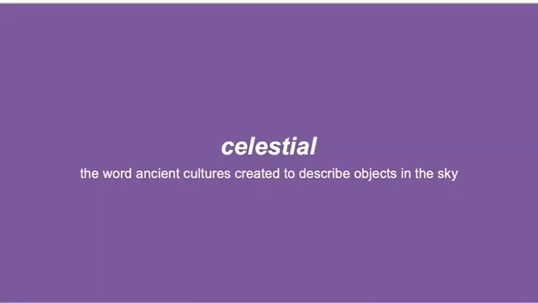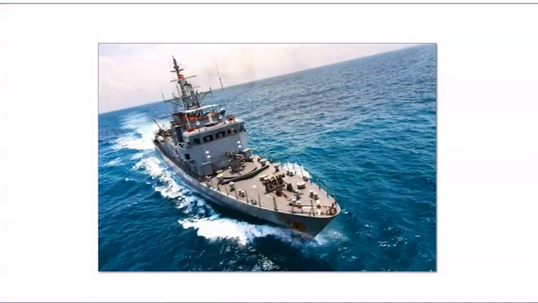Celestial is the word ancient cultures created to describe objects in the sky. Using celestial objects such as stars, the sun, and the moon to find one's way is called celestial navigation. Do you think that people still use celestial navigation today? Actually, they do. People studying to become sailors and pilots at the United States Naval Academy continue to learn how to navigate by using celestial bodies even today.